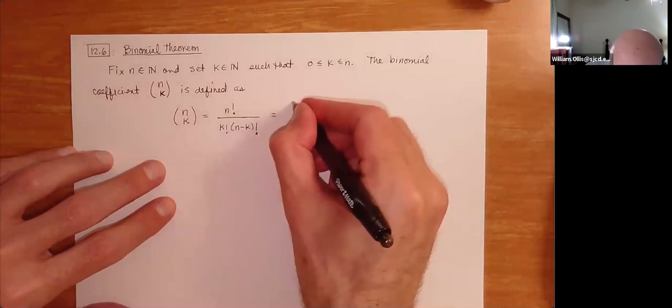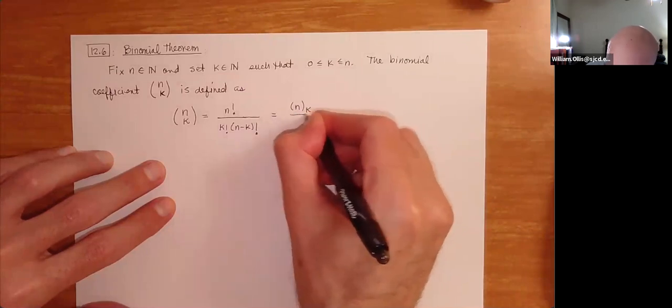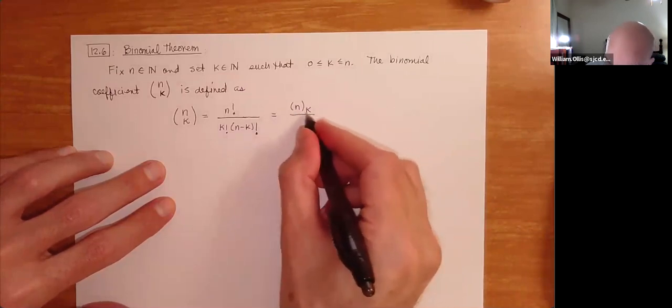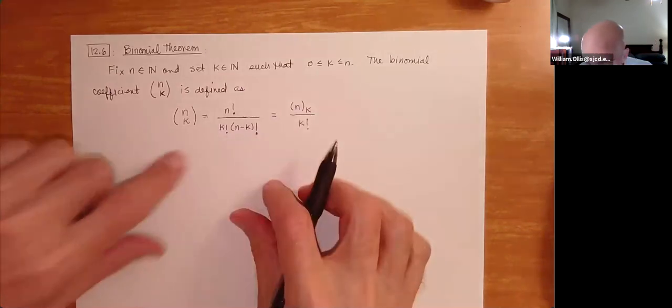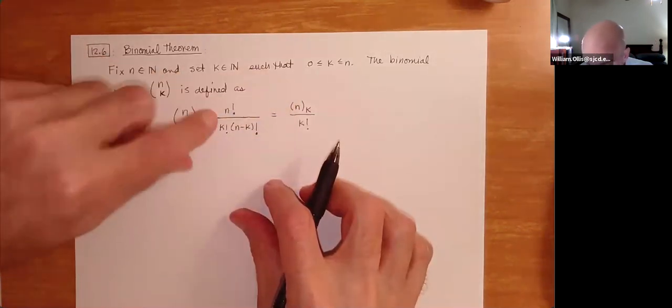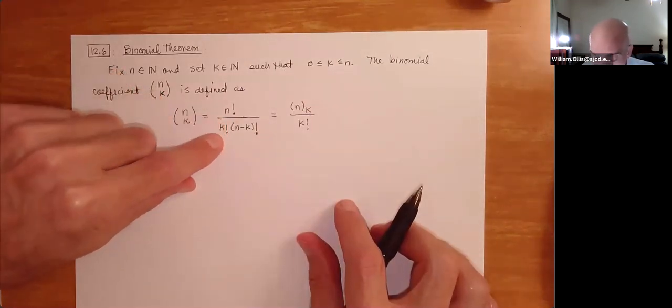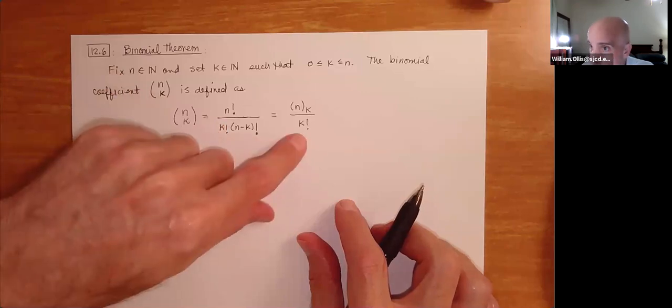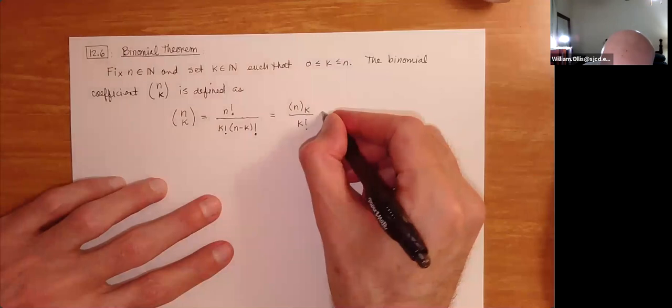That is, we can write this as n perm k, which means the falling factorial of k factors divided by k factorial. So basically, this numerator will take the place of these two guys here in our function, and we'll keep the k factorial, which by itself is reasonable. And so we get the falling factorial.